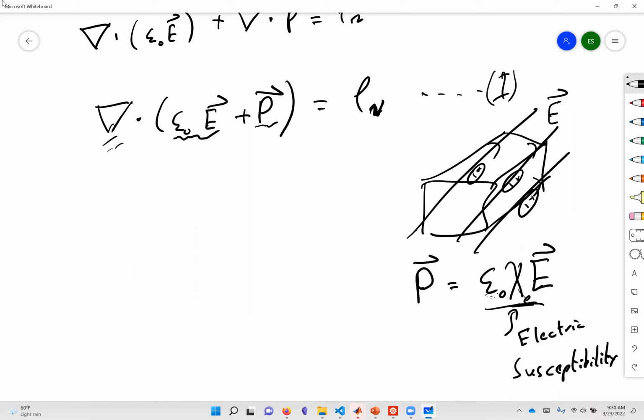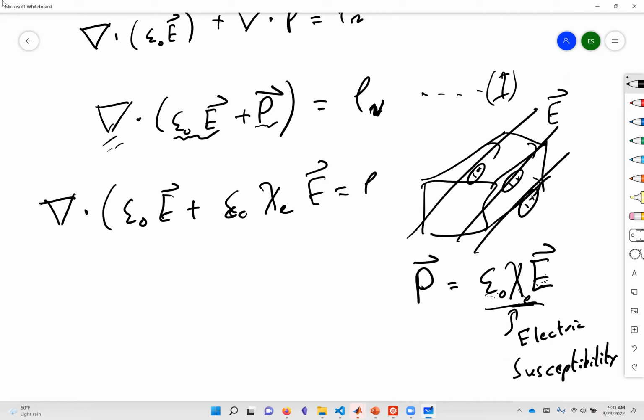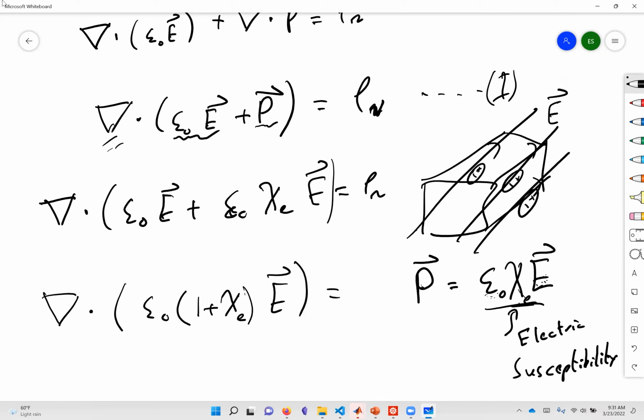You assume that the polarization is going to be in the same direction as the electric field, and is going to be proportional to the electric field. So it is more useful to assume that. If we plug that back in, we get grad epsilon E plus epsilon E0 phi E equals rho V. And then we can take E out. So this becomes grad epsilon 1 plus chi E times E equals rho V.